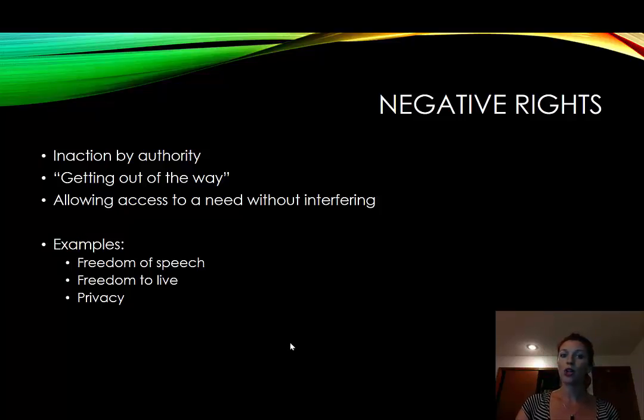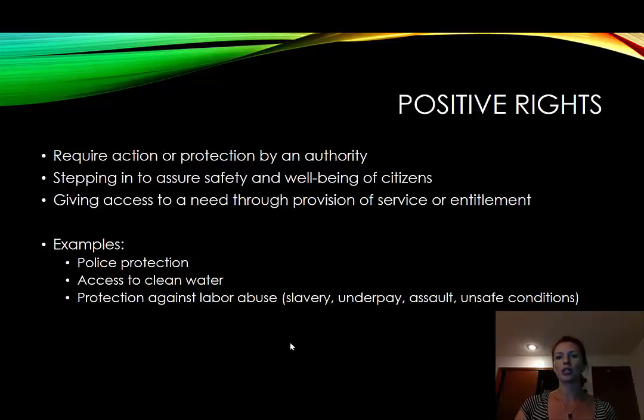So we have to acknowledge within negative rights, there is in fact still a role for government to play in protecting those. Now, positive rights actually require an action or a protection by the authority. Okay? This is where the government would step in to assure the safety and well-being of citizens. Instead of just leaving them to their presumed safety and well-being, the government takes an active role in assuring that there is safety and well-being.